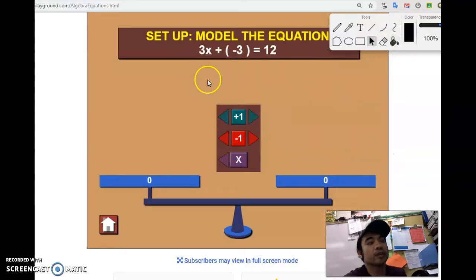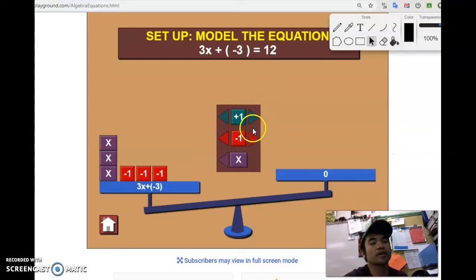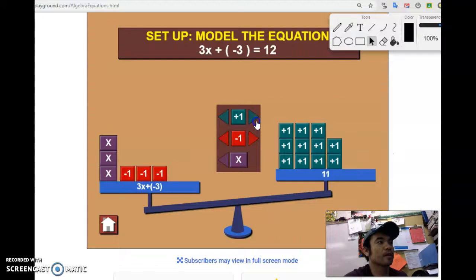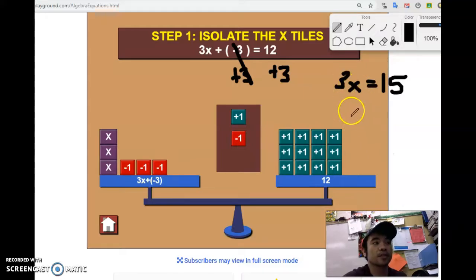3x plus negative 3 equals 12. So again, same thing, 3x minus 3 equals 12. Awesome. Now, we need to get rid of negative 3 by adding 3 on both sides. This one goes away. You get 3x equals 15. And how do I get rid of the 3? Well, if they're multiplying, the opposite is division. I'm going to divide by 3 on both sides. And I get x equals 5.